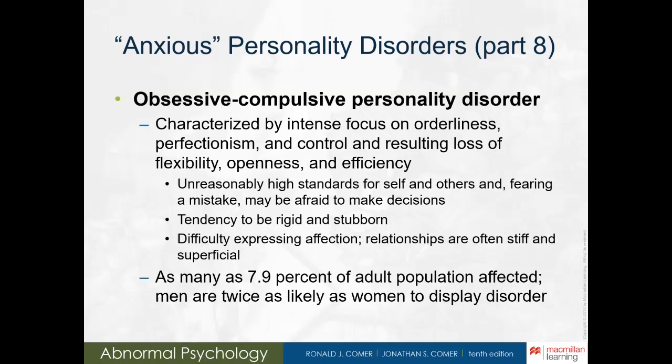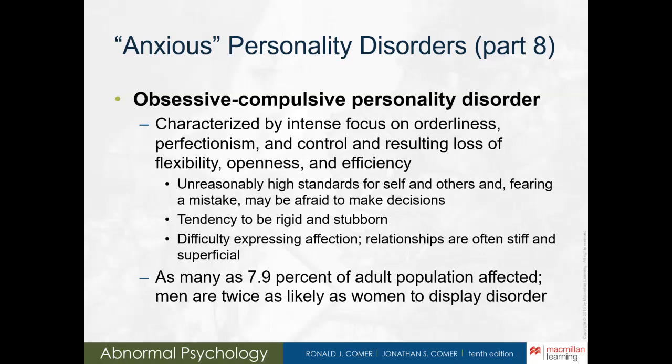Therefore, they may be afraid to make decisions or they will do things to people please. They have a tendency to be rigid and stubborn unless they are fearing a mistake. So they will isolate or withdraw themselves, or they will engage in people pleasing, but 90% of the time they're rigid and stubborn. Those with obsessive compulsive personality disorder also have difficulty expressing affection, and relationships are often very stiff and superficial.